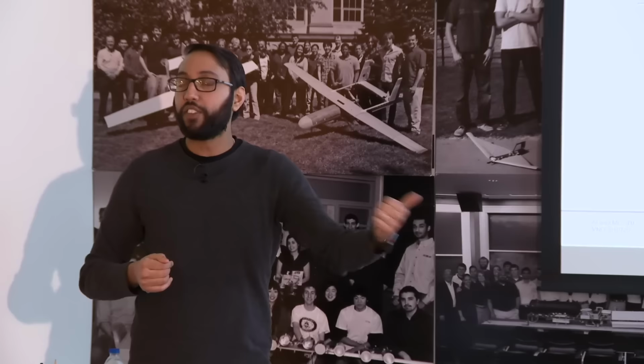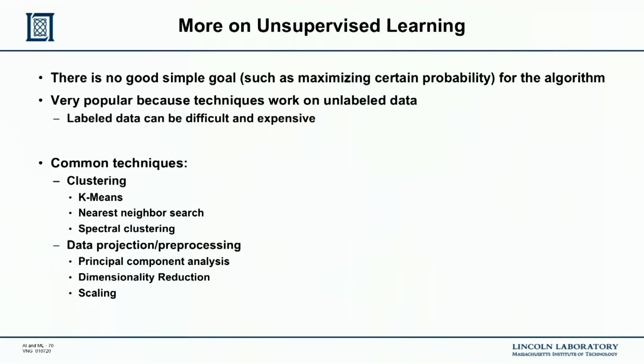Is it the interclass or intra-class distance, the separation, that I'm most interested in? Is that going to be my performance metric? Is it the number of clusters that I'm creating? Is that the metric that I'm using? But it is very popular because it works on unlabeled data, and I'm sure many of us work on data sets which are just too large or too difficult to sit and label.